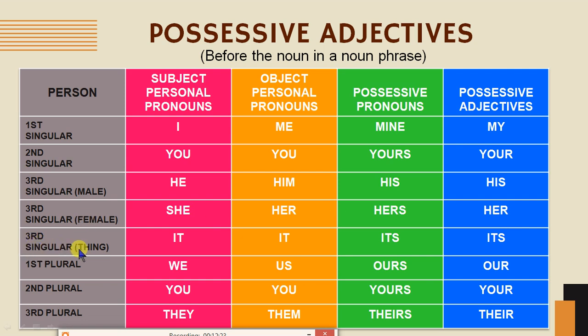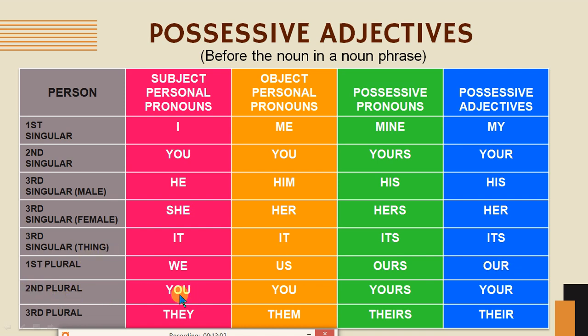Next we will move to third singular thing. It is a non-living thing. We are able to see subject SPR we are using it, OPR we are using in the same manner it, but possessive pronoun it used to be its, and possessive adjective we are also using in the same manner its. We will move to the first plural, subject personal pronoun. SPR we are using we, OPR we are using us, possessive pronoun we are using ours, and possessive adjective we are using our.